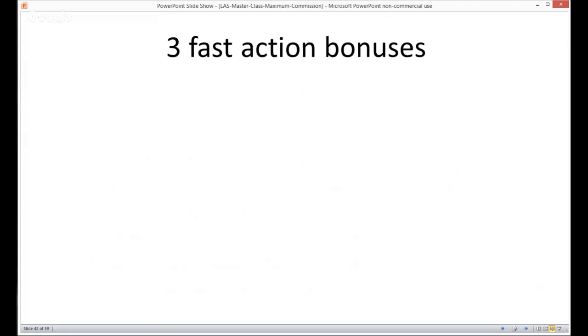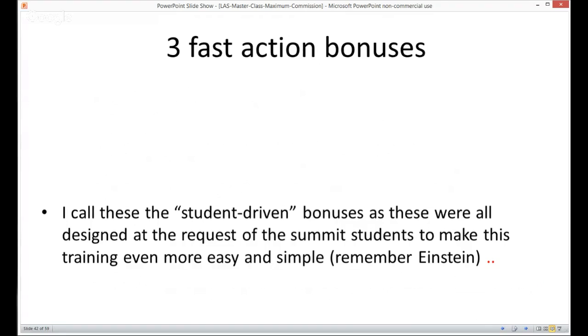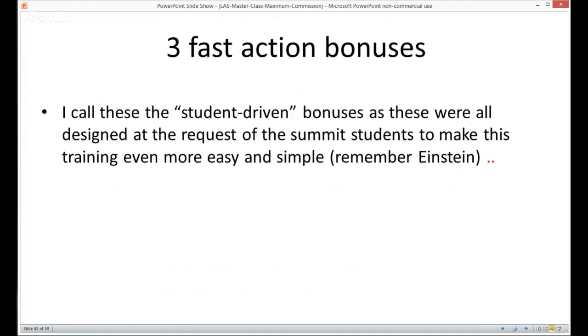When I started taking action, things started happening in my business. I want you to start taking action too. I call these student-driven bonuses, as these were all designed at the request of the Summit students to make this training even easier and simpler.